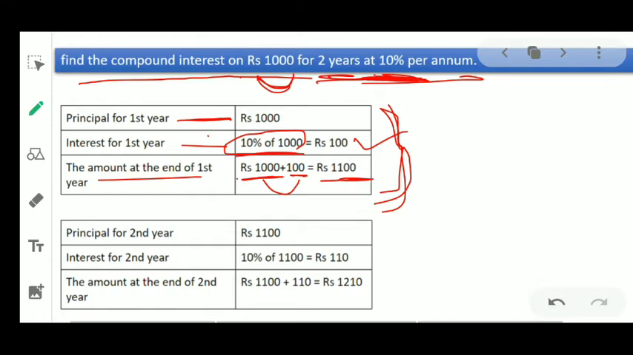For that, the principal for second year is 1100, because while you calculate the compound interest of second year, we'll have to take the amount at the end of first year as the principal of second year. And while you calculate the interest of third year, you'll have to take the amount at the end of second year as the principal of third year, and so on.